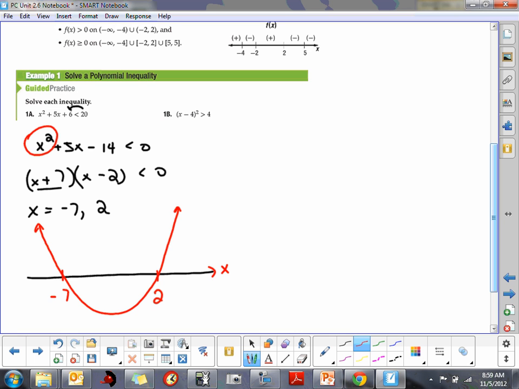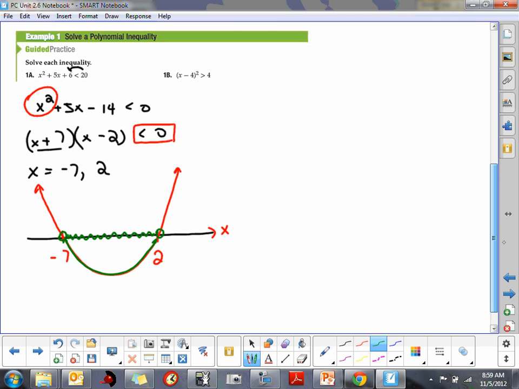All we've got to do now is interpret our inequality sign, which says we want values that are less than 0. According to my graph, the parabola is less than 0 when it's below. These are locations where it is equal to 0. I don't want to equal 0, I want to be less than 0, and that's the location where our graph is below. So what are the x values that represent the y values that are below? Everything between a negative 7 and 2.